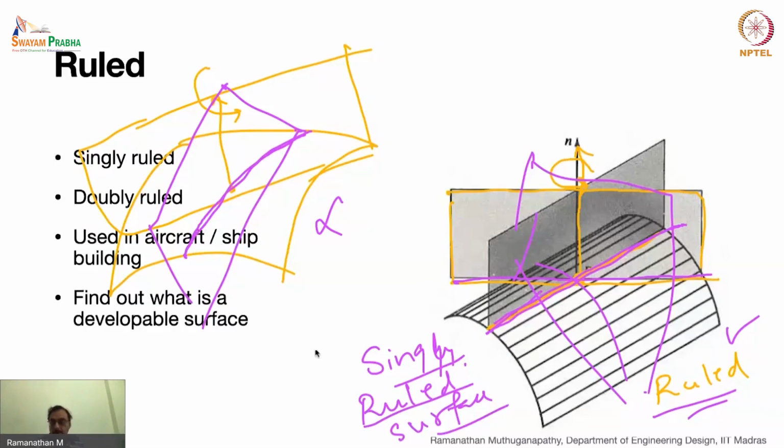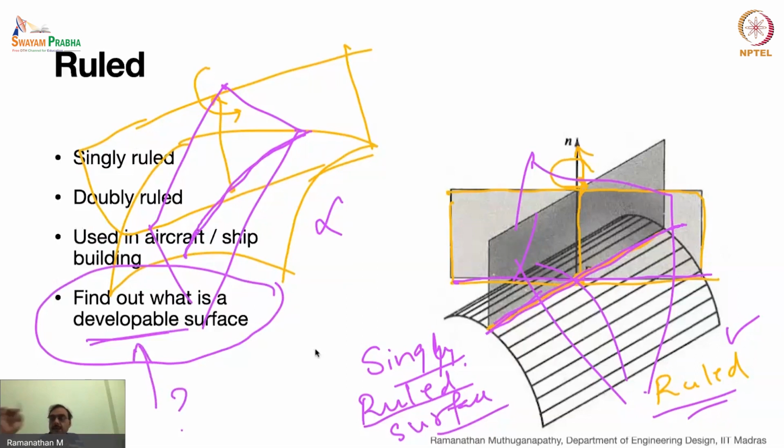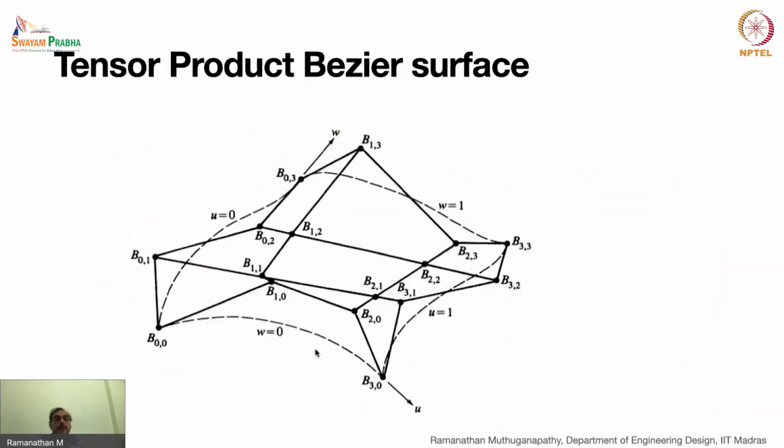Okay, so only one question: find out what is a developable surface. As an exercise, what is a developable surface? It's very closely related to the ruled one, but I would say that you try to work out what is a developable surface. Okay, now we come to our precious one on the Bezier and the B-spline.